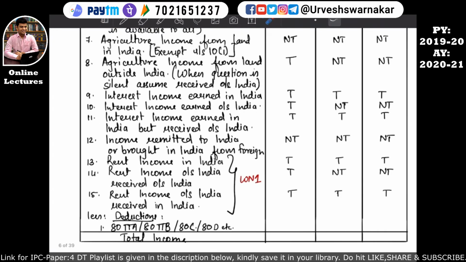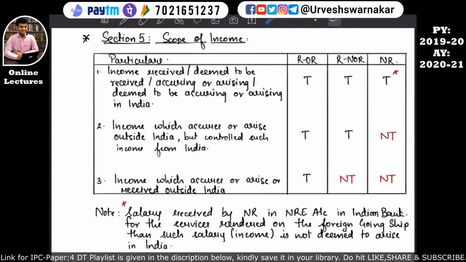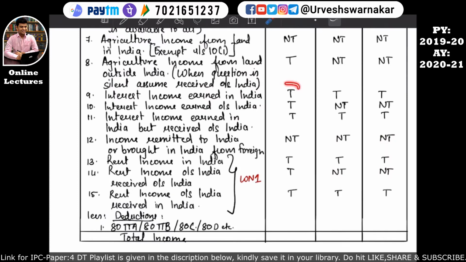Point number 9 says that interest income earned in India. So if an interest income is earned in India, it means income is accruing and arising in India. I hope this is quite clear. So it will be taxable to all three types of the individual. Quite simple. Let's move on to point number 10.